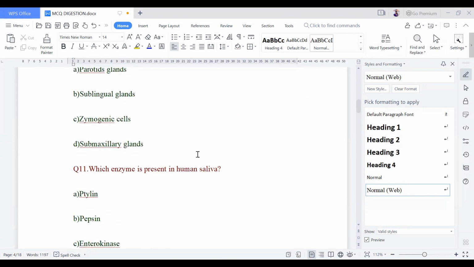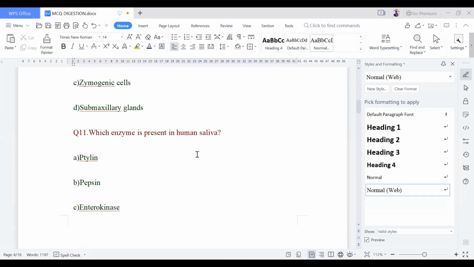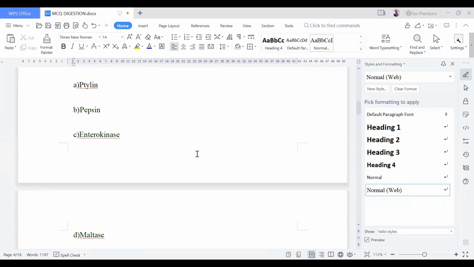Which enzyme is present in human saliva? Ptyalin, pepsin, enterokinase, maltase.